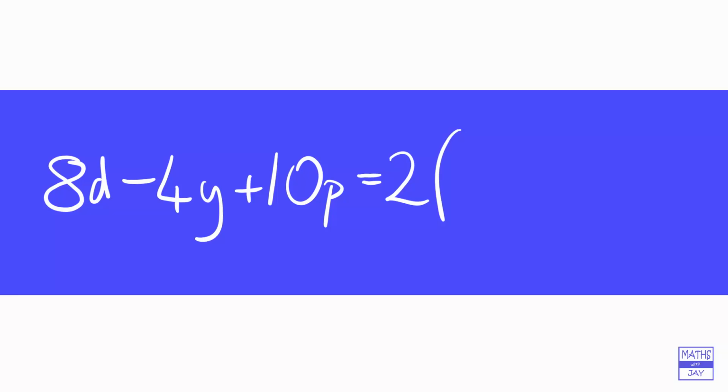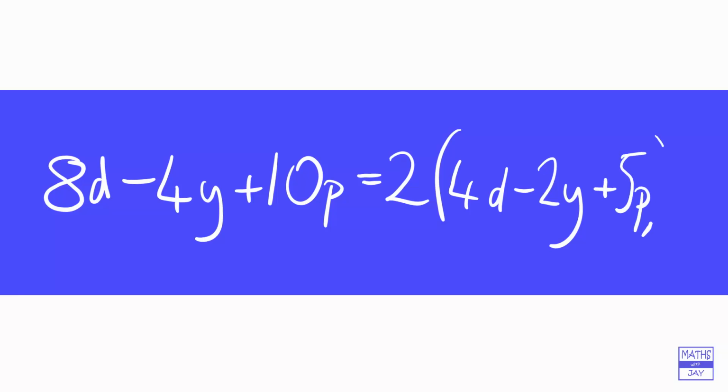And then just as before, dividing 2 into 8d, we get 4d, into the minus 4y gives us minus 2y, and 2 into 10 goes 5, so that's 5p added on at the end. So checking that, 2 times 4d is 8d, 2 times minus 2y is minus 4y, and 2 times 5p is 10p. So we're done.